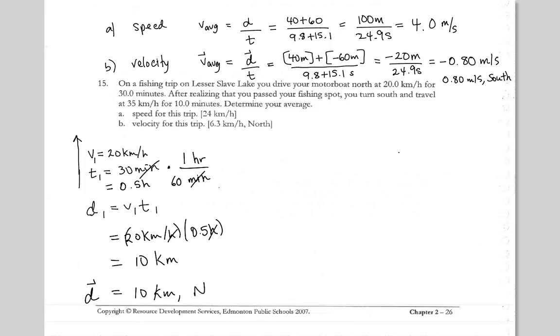Just imagine that in your head. You've gone north for 10 kilometers. After realizing that you've passed your fishing spot, you turn and start coming back south, and travel at 35 kilometers an hour for 10 minutes. So what happened? Are you traveling faster? Maybe you're upset that you missed your turn and now you're speeding. And you only go for 10 minutes.